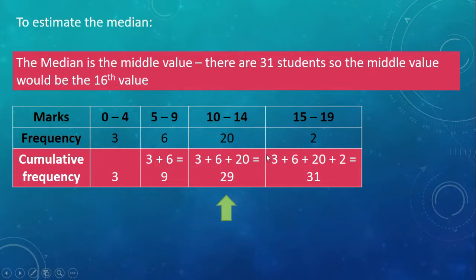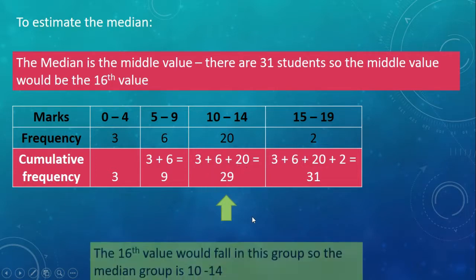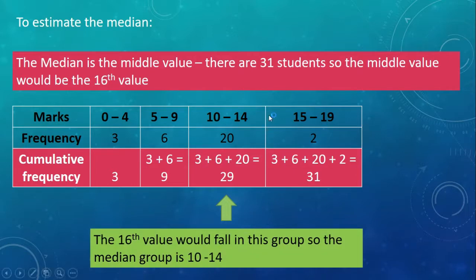Now 16 is our middle value, so actually 16 would lie in here. So up to 9 would be here, and then up to 29 would be here. So our 16th value lies in this group here, so our median group would be 10 to 14.